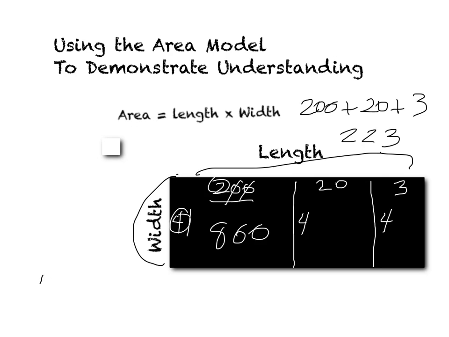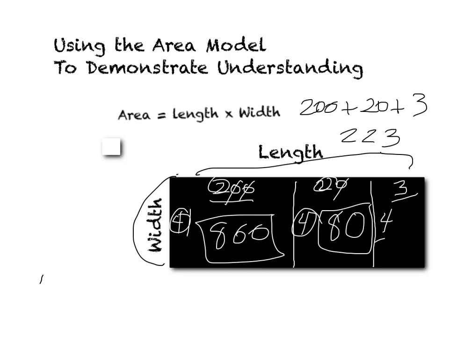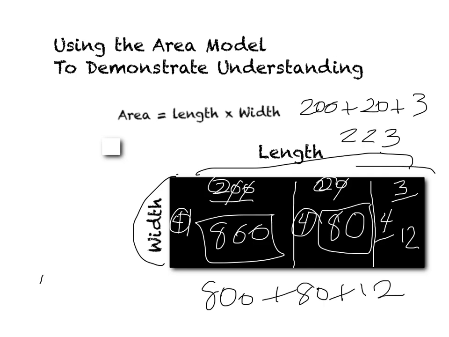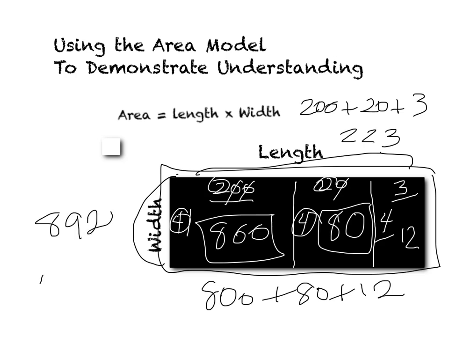The next rectangle would have 2 times 4 again is 8, but we'd only have to count 1 zero here. So that would have an area of 80. And this rectangle would be 4 times 3, which is 12. Well, all we'd have to do is take our 800 plus our 80 plus our 12, add that up, and we would know what the entire area of our house is, which would be 892. Okay, let's practice some more.